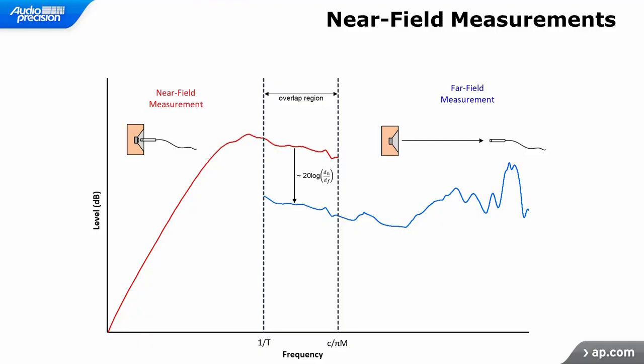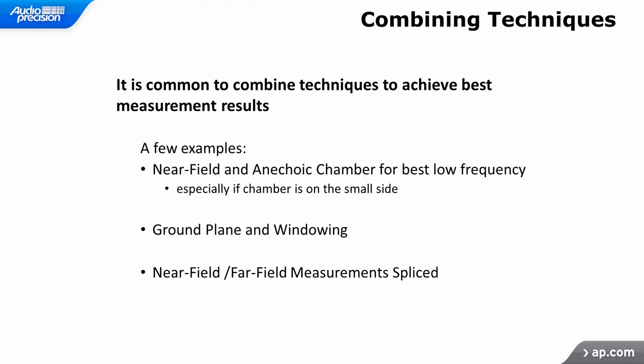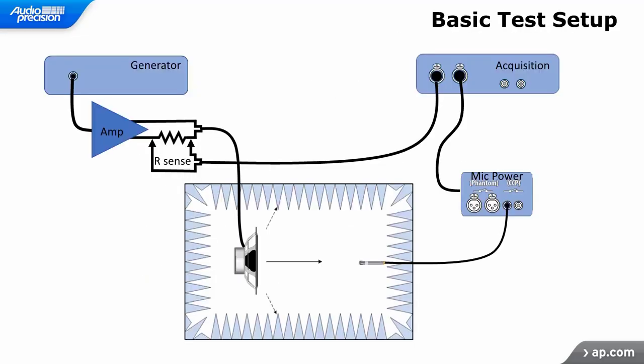So, to get a full picture of the speaker's frequency response, it is necessary to splice the near field response with the upper portion of a far field response. It is not unusual to combine some of these techniques to get the best results possible for a given situation. Here we see the basic functional blocks of the loudspeaker test system.